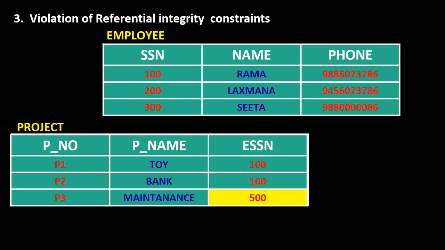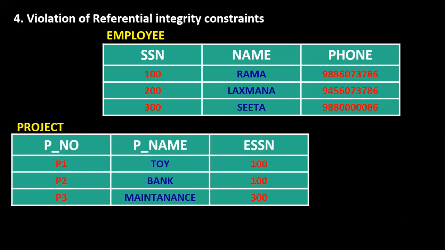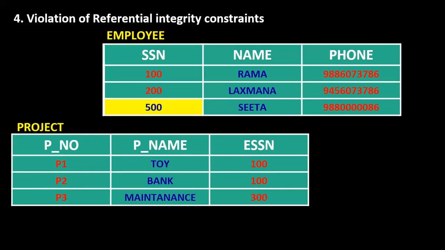So here, for the already existing values, we are trying to change the values. In such cases, we have these three types of violations. This is one more example we have: SSN also I am trying to change. Then also if you change SSN or ESSN, in both cases it may lead to a referential integrity constraint violation. SSN is the foreign key for the project table and ESSN is the foreign key for the employee table.